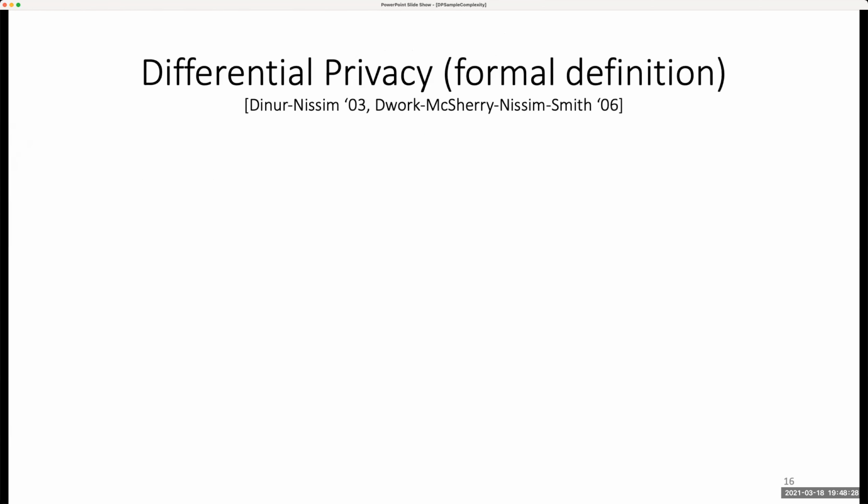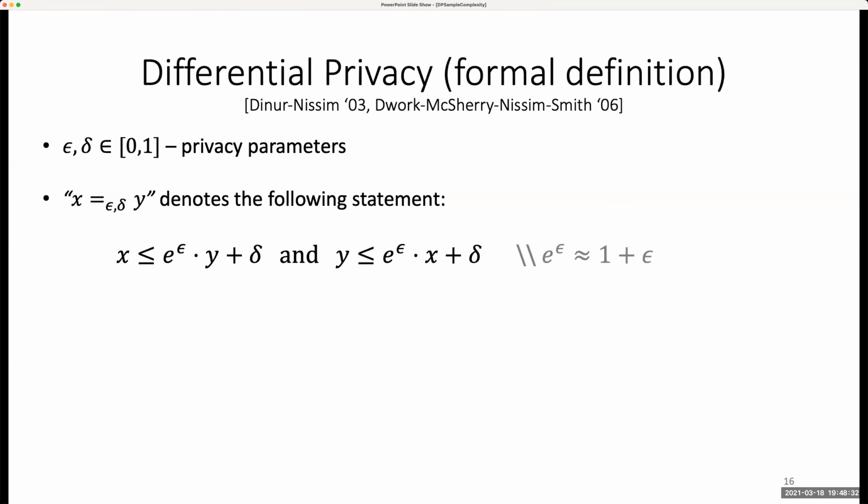Okay, so now let's give the formal definition. We need some notation. Let epsilon and delta be two numbers between 0 and 1, which we call the privacy parameters. For two real numbers, x and y, we say that x is equal to y up to epsilon delta if these two inequalities hold: x is at most e to the epsilon times y plus delta, and y is at most e to the epsilon times x plus delta.